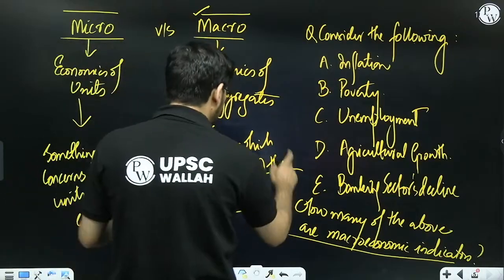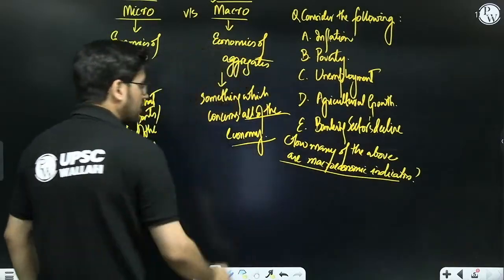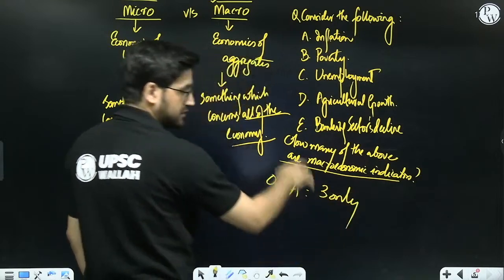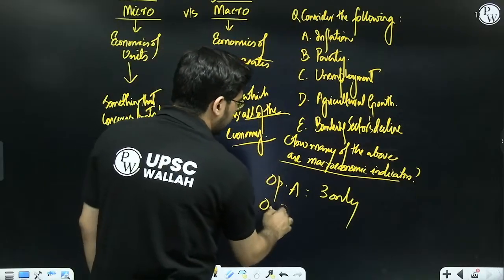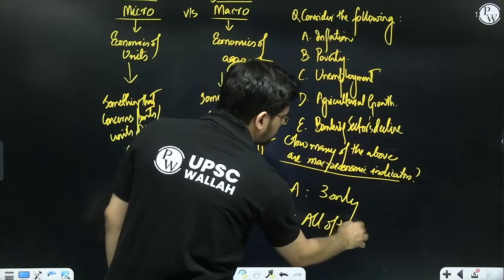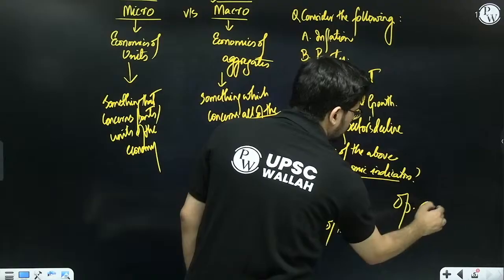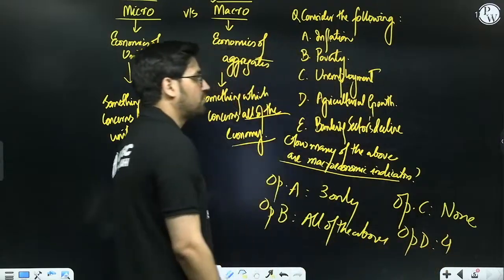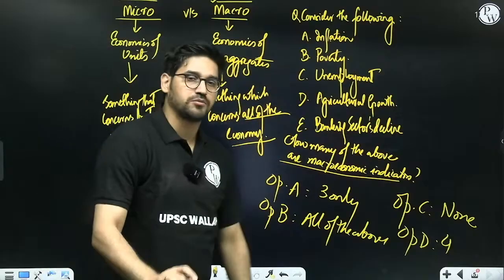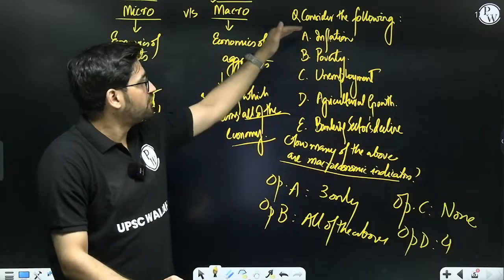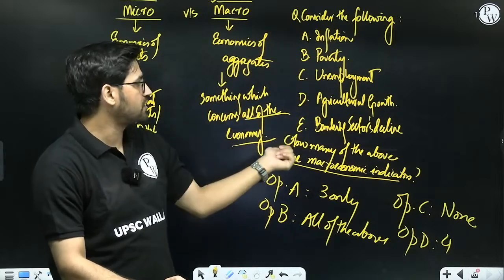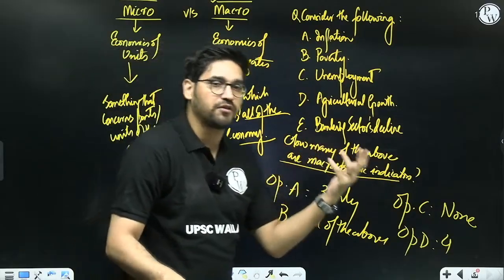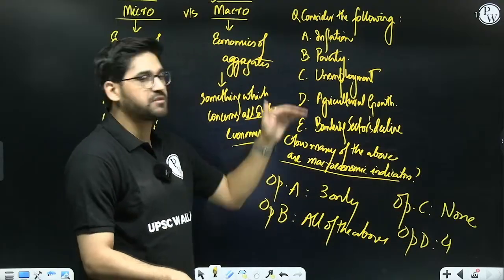And your options are, just a moment, let me just reduce the screen. Option A is 3 only, right? 3 of them are macroeconomic. Option B is all of the above. Option C is none of the above. Option D is 4 only. This is your question. The question is very simple. When we talk about inflation, poverty, unemployment, agricultural growth, banking sectors decline, amongst each of these options, how many times are we talking macroeconomy? How many times are we talking microeconomy?